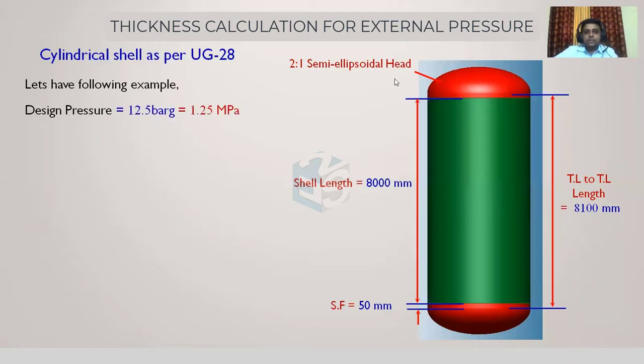So with this geometry, with the 2:1 semi-ellipsoidal head, let's have the design data. The design pressure is given to be 1.25 MPa. Design internal temperature for this vessel is 150 degrees Celsius. Corrosion allowance is 1.5.